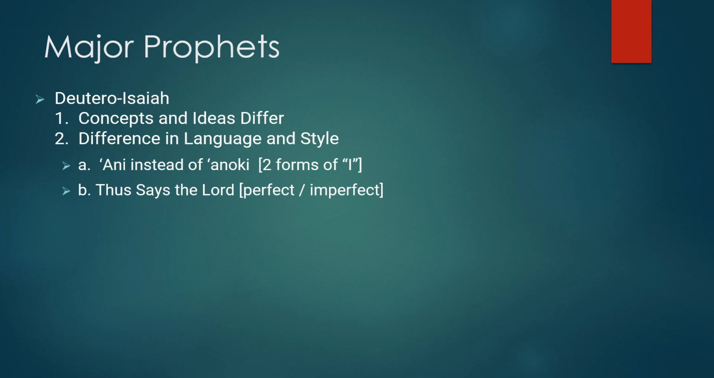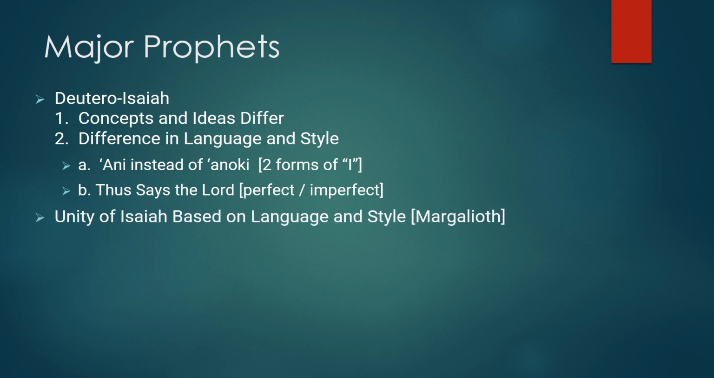Now, I know the argument of the use of ani and anoki is technical and a bit esoteric, but these are the kind of arguments people get into in trying to establish whether so-called Deutero-Isaiah is real or if it is not.